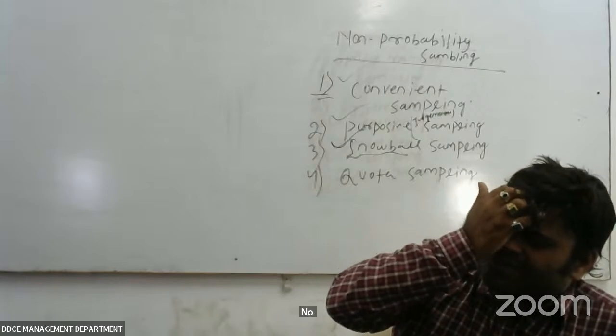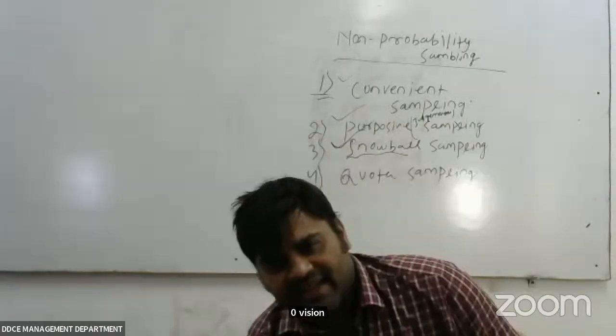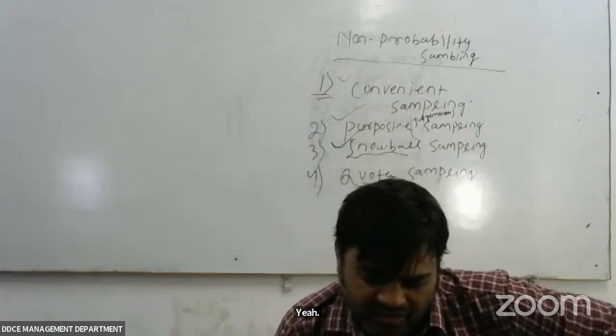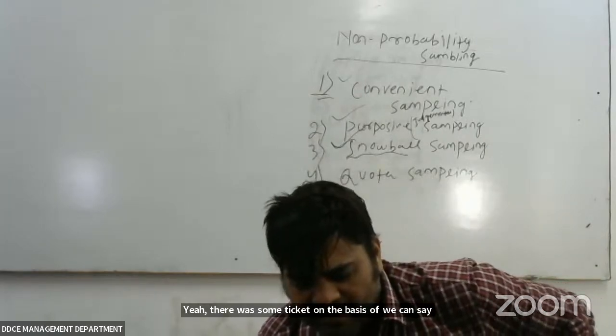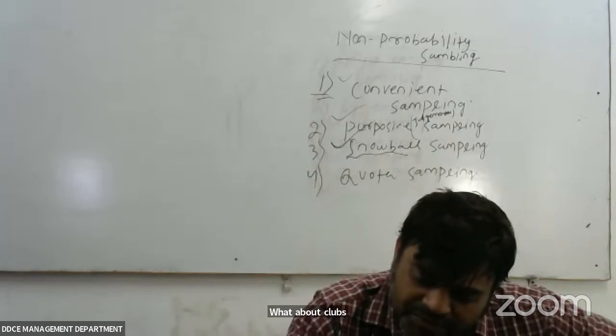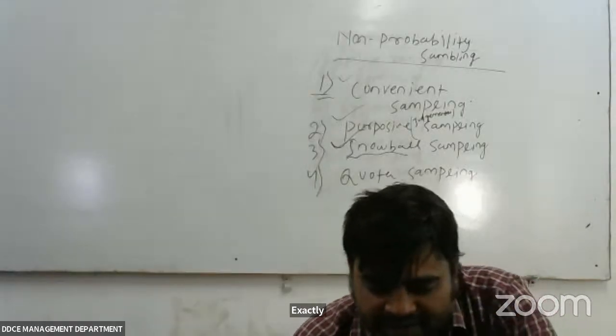And the last one is quota sampling. What do you mean by quota? Reservation, okay, on the basis of, you can say, caste or anything else. Quota means some specified amount, on the basis of some specific parameter we will form a quota, and our collection of data will be on that particular quota only.